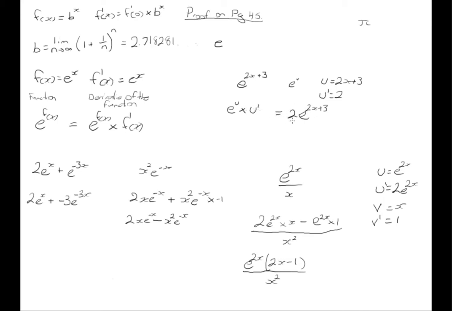So our function is going to be 2 e to the power of 2x plus 3. So we put the 2, multiply all of this e to the power of 2x plus 3 by 2. Let's look at some more examples.